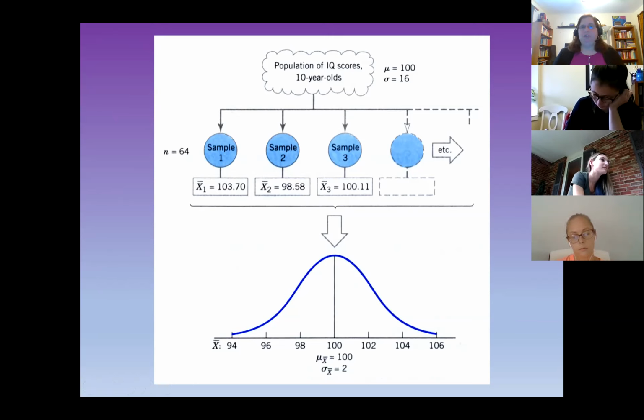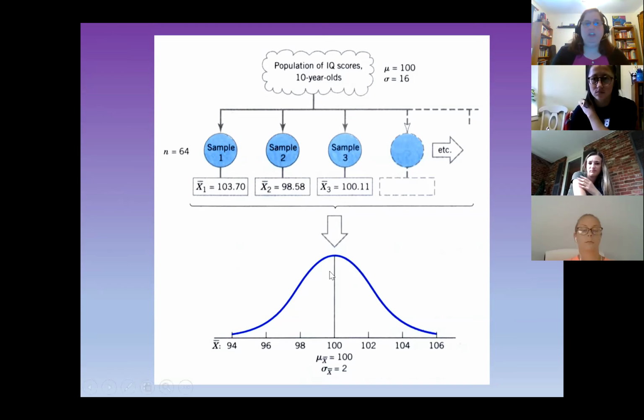Throw those away. Do it a third time. 64 slips of paper, take the average, you get 100.11. And you keep doing this again and again and again. Each time, you're plotting this mean on a frequency graph, on a probability distribution.